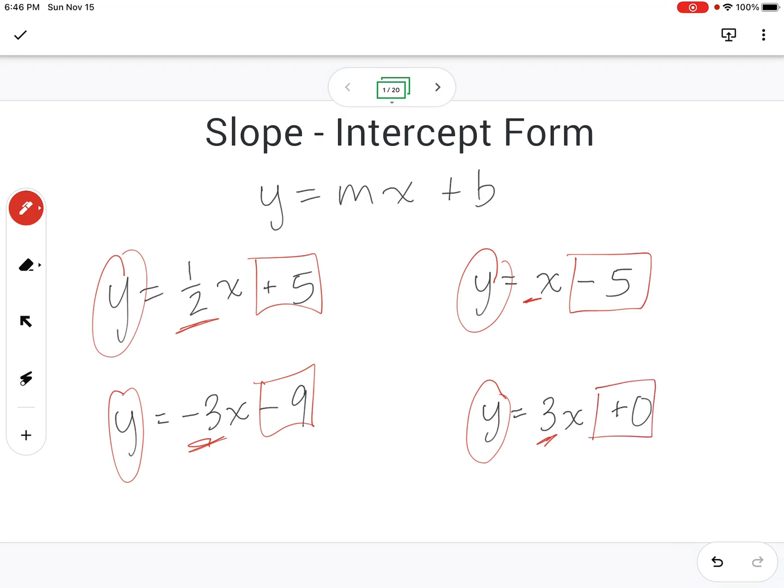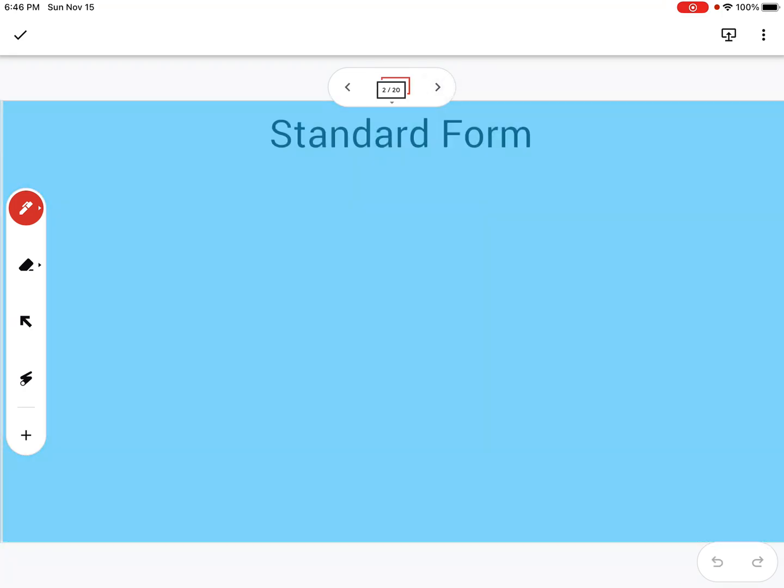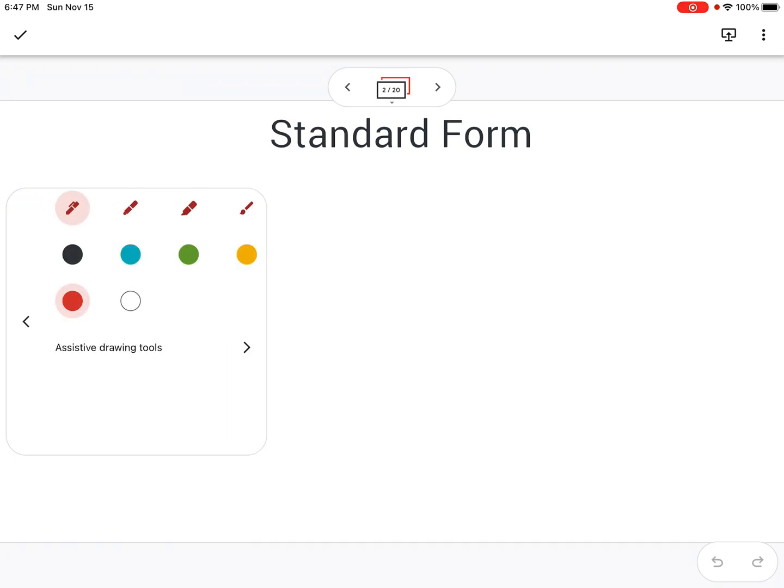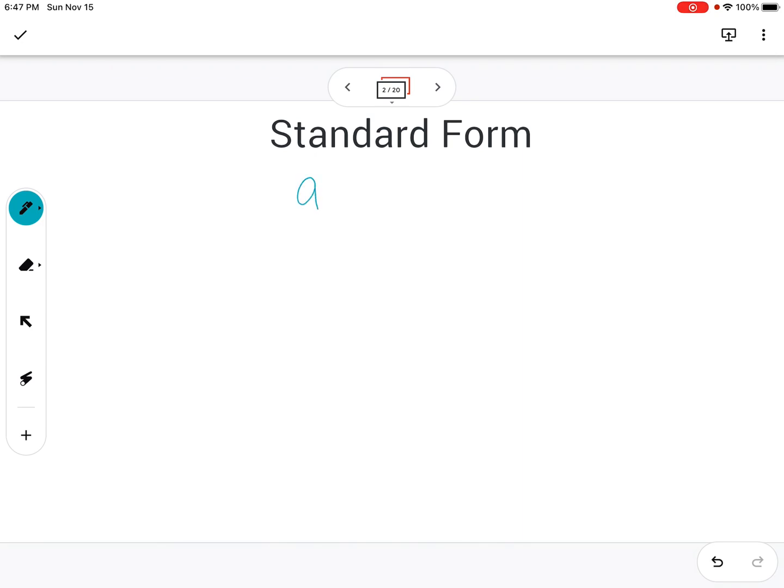Now there's actually other forms of an equation, and we're going to get to them pretty soon. But right now, I just want you to be able to recognize them. So standard form looks like this. It's a number times x plus a number times y equals a number. So you can see it looks super different from slope-intercept form. So that might look like this.